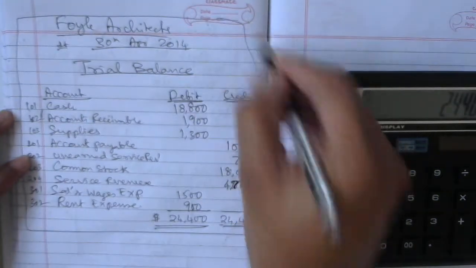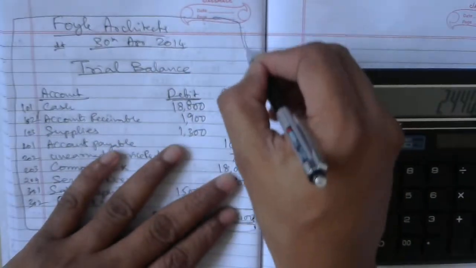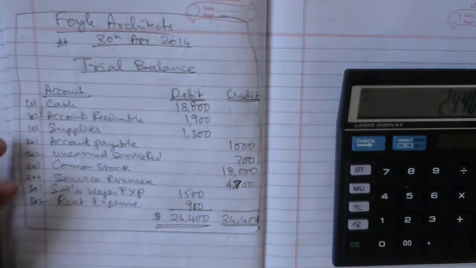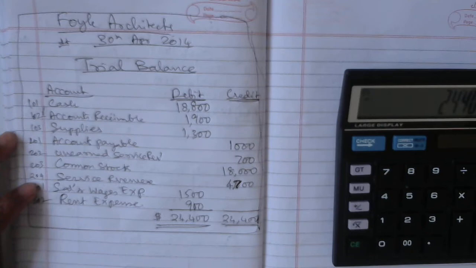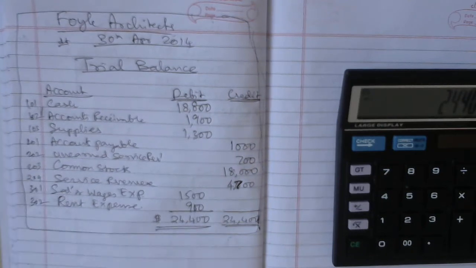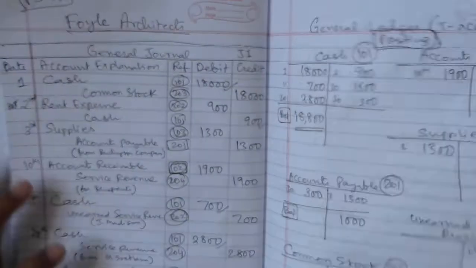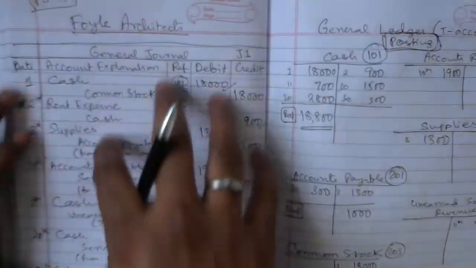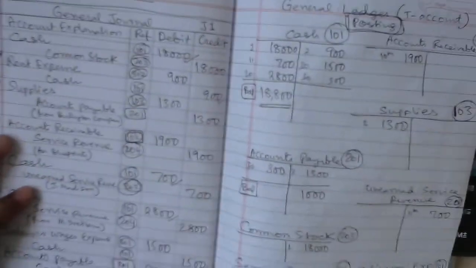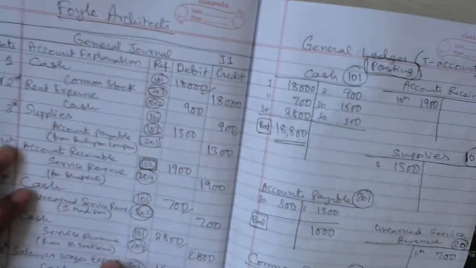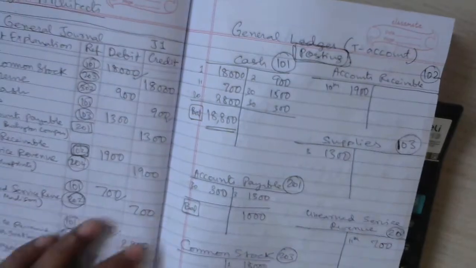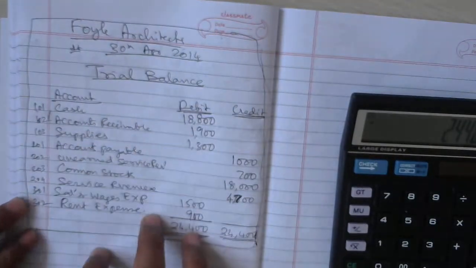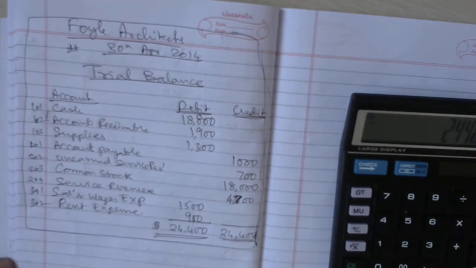So what is the use of this trial balance? I can use this trial balance to create financial statements, to create the income statement and the other things. So what are the steps? I have been given some transactions. From the transactions we have done the journal entries. From the journal entries we have done the general ledger. From the general ledger we have done the trial balance, and finally the trial balance is matching.